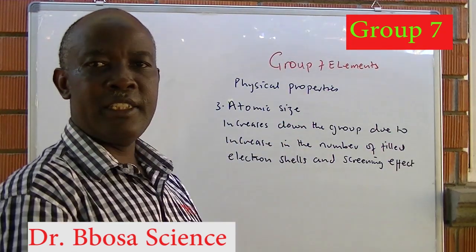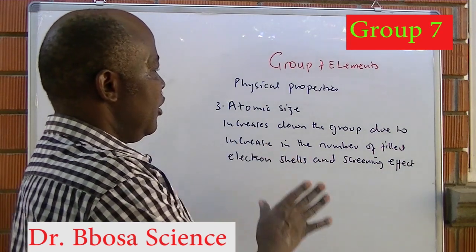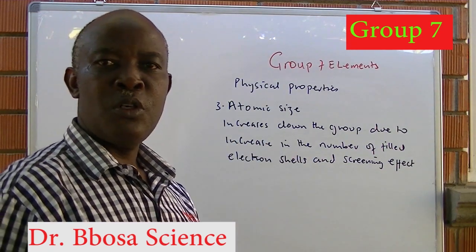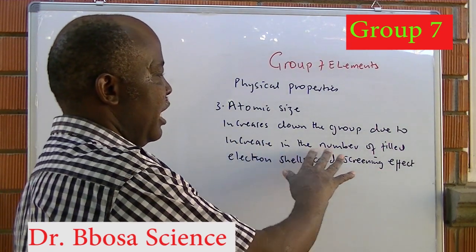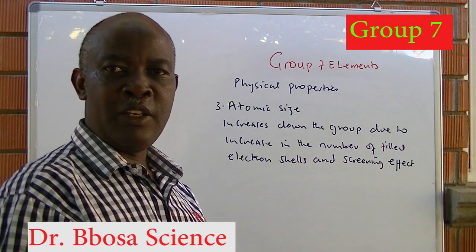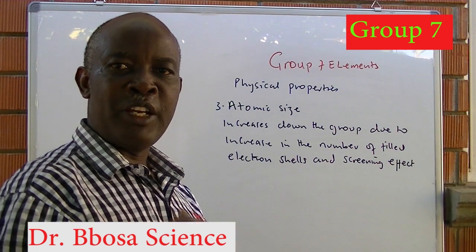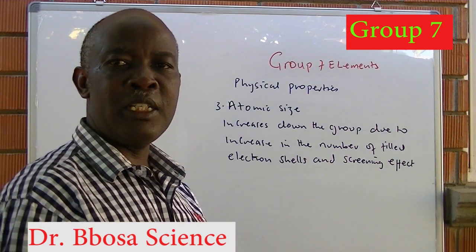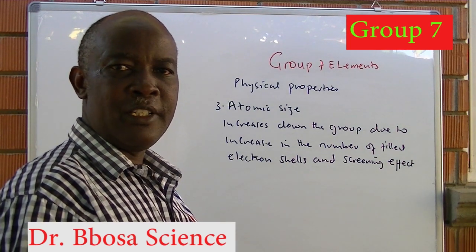Atomic size: this increases down the group due to increase in the number of filled electron shells and screening effect. Screening effect increases more than increase in the nuclear charge.